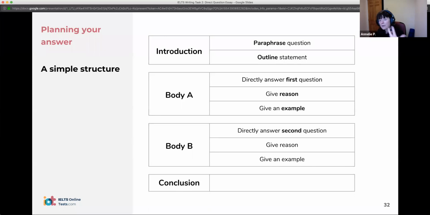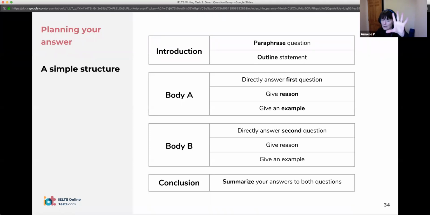Yes, summarize or state your main ideas again. Very good, Basil. Restate the key points, the main ideas, to both questions. So you're bringing the two questions together here in the conclusion and summarizing what you've said. That's very nice, Hala. I like that. You can link together what you said about the first question and what you said about the second question.